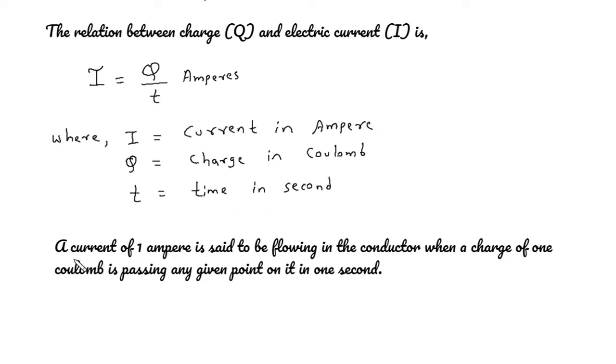The definition of 1 ampere: a current of 1 ampere is said to be flowing in a conductor when a charge of 1 coulomb is passing any given point on it in 1 second.